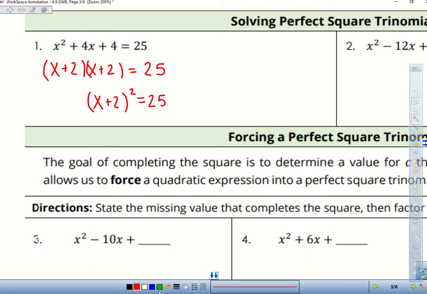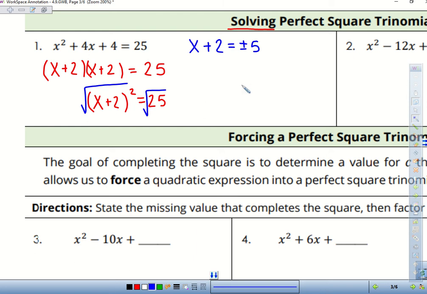Now from here, if our goal is to solve this, we want to get x by itself. What mathematical operation can we do to get rid of a second power? Square root. So I can take the square root of both sides. I'm going to do that up here because I don't have any room. That's x plus 2 is equal to plus or minus 5. The square root gets rid of the square, and then it always becomes plus or minus when you take the square root of a number.